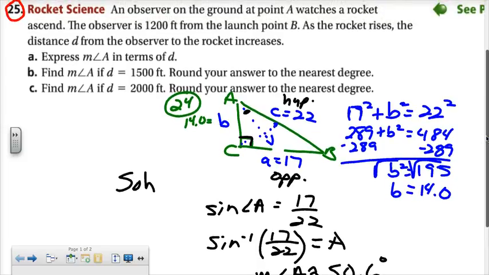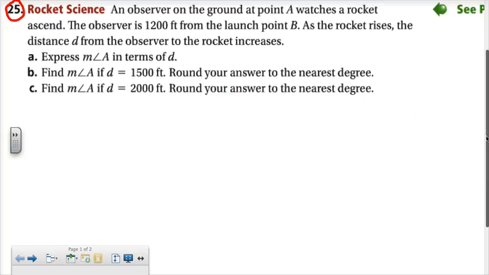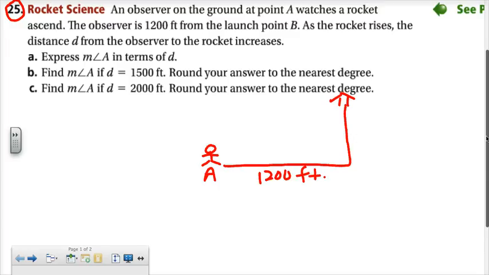Now, let me get this erased so that I can work on the rocket science problem with you. Kind of cool to think, hey, you're learning a little rocket science, but it's not a big deal here because what we're doing is we're using some trig. So an observer on the ground at point A, so here's somebody at point A, watches a rocket go into the air. The observer is 1,200 feet from the launch point B. Now, well, I better put some fire or something coming out of my rocket.